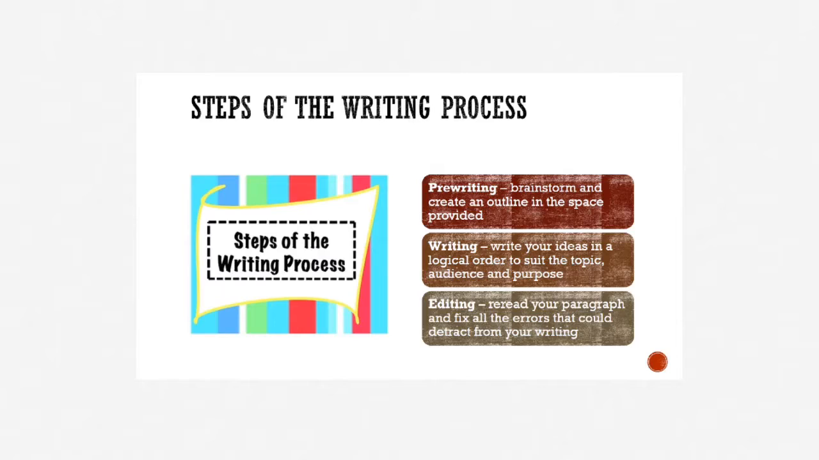In much the same way you use the steps of the writing process in your regular classes, on the OSSLT it's important for you to do the same. This includes pre-writing or brainstorming and outlining your ideas, writing your ideas in a logical order to suit the topic, audience, and purpose, and editing, or rereading your paragraph and fixing all the errors that could detract from your writing.